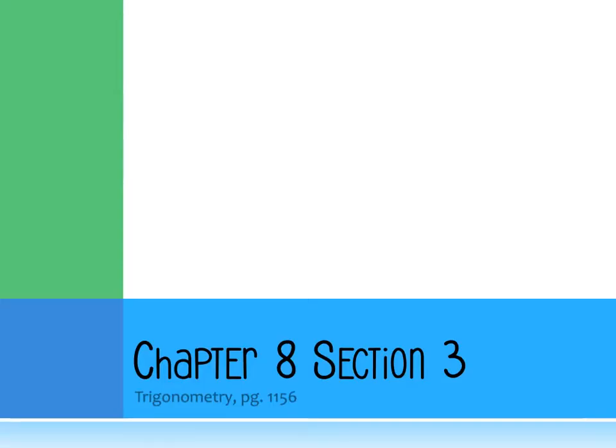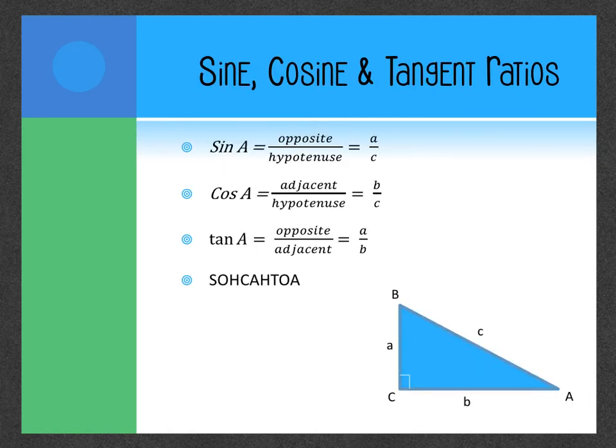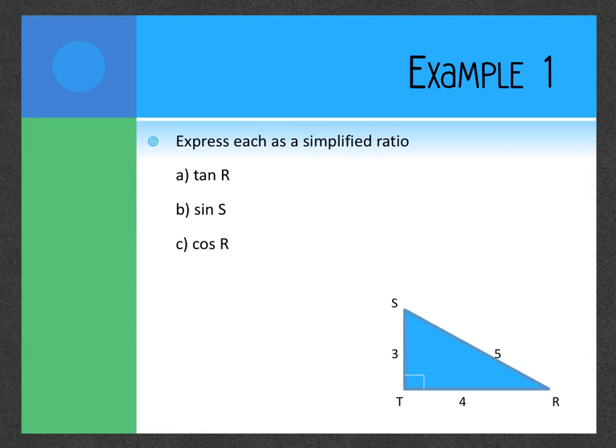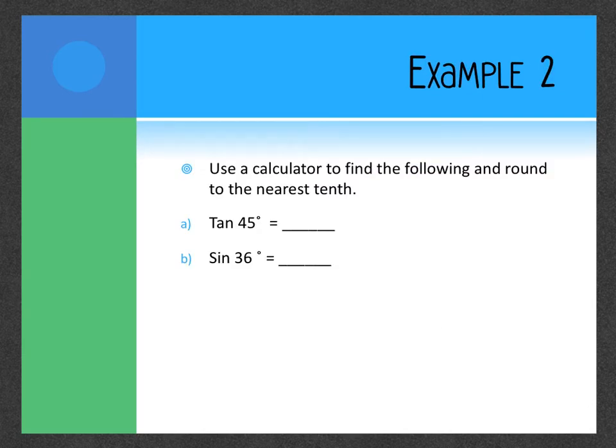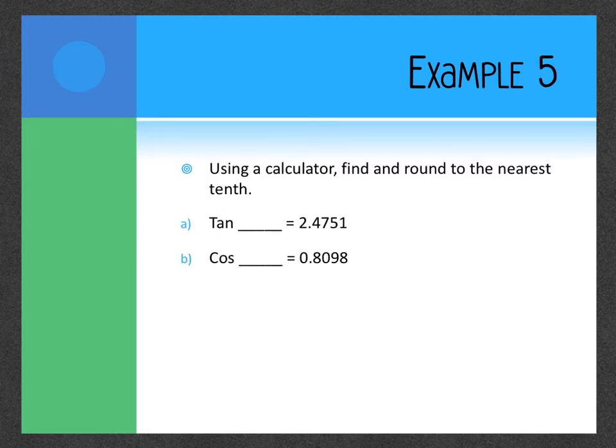All right, so let's finish. This was 8-3. On Friday, we talked about what trig was. We talked about SOHCAHTOA and how important that word is. We worked through the ratios. We used the calculator to find this off. We solved the triangle for example 3 and example 4. And we're here at example 5.